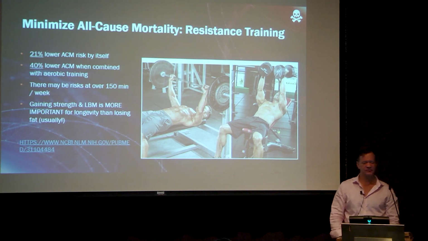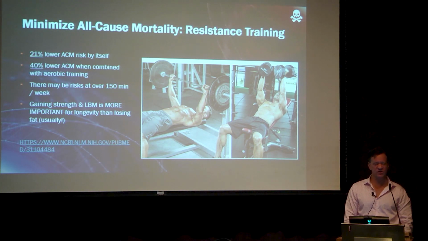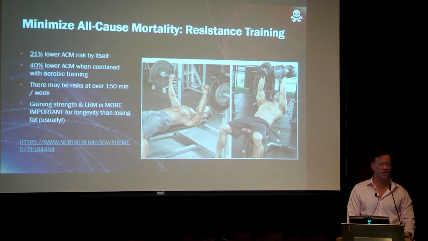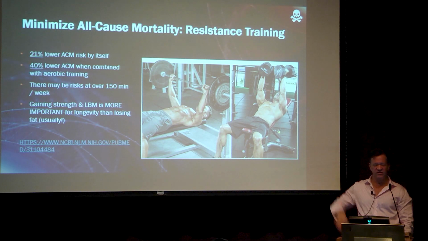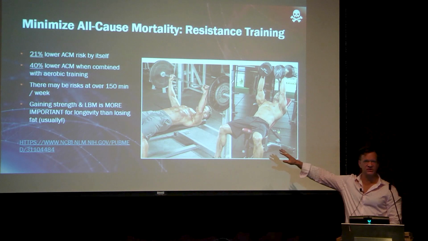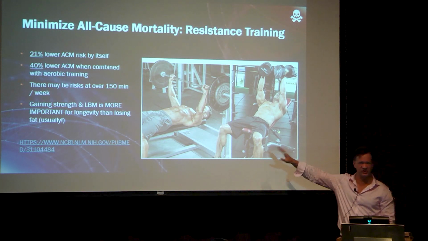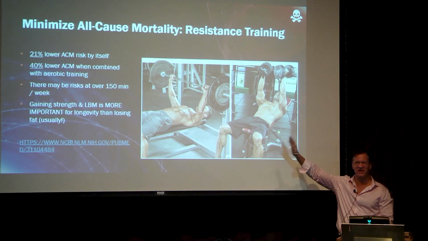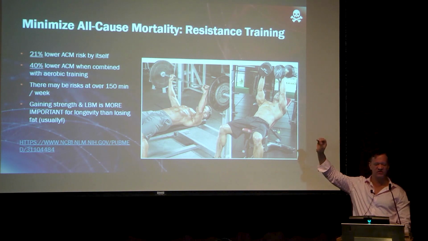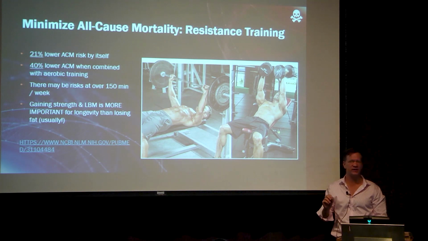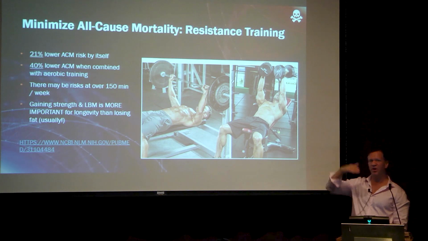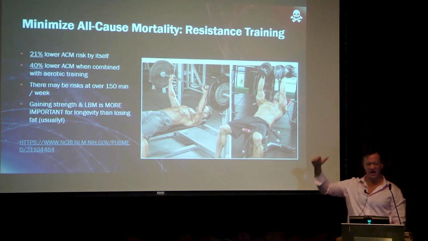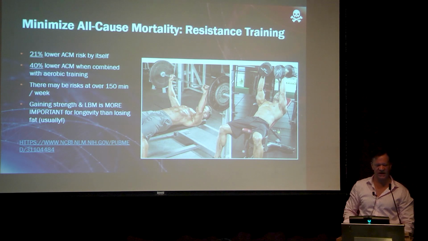Resistance training, weightlifting. There was a study that found resistance training had a 21% lower all-cause mortality risk when done by itself, and a 40% lower all-cause mortality risk when combined with aerobic training. Now, again, this is a case where there seems to be a hormetic curve involved. There's hormesis going on here. So there's a certain amount of resistance training that's good for you, but it also seems like it's possible to overdo it, right? There seem to be risks at doing it more than 150 minutes a week. So that may be the point where the hormesis curve actually tops out, and you get to that top of that green part and it starts going downhill again.